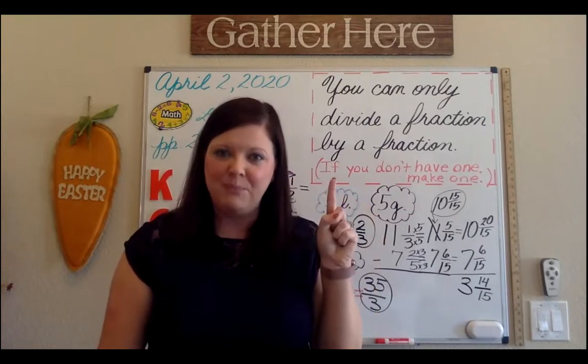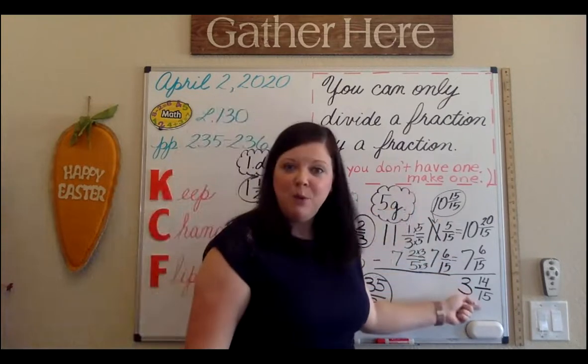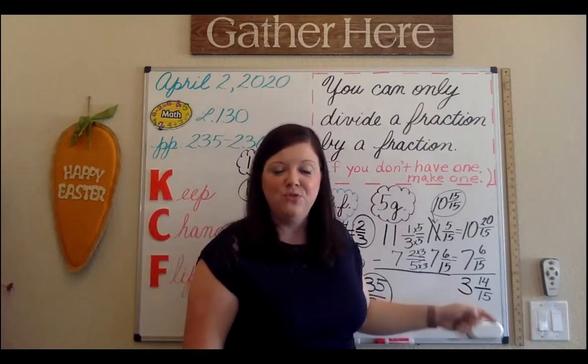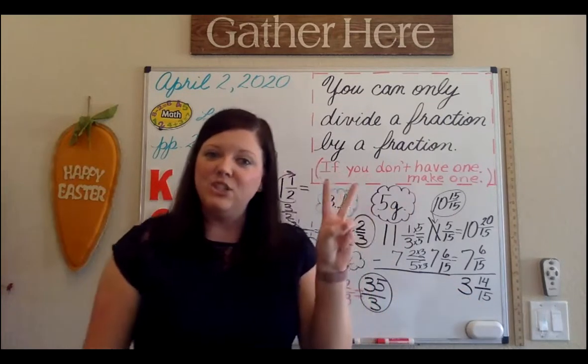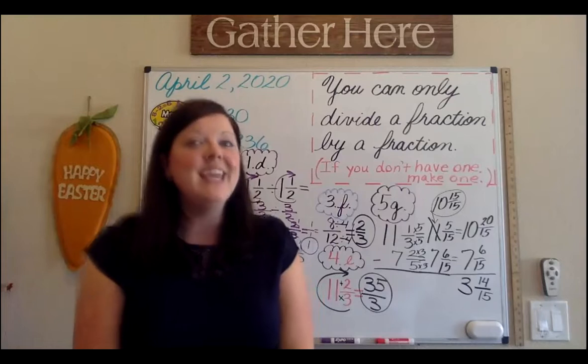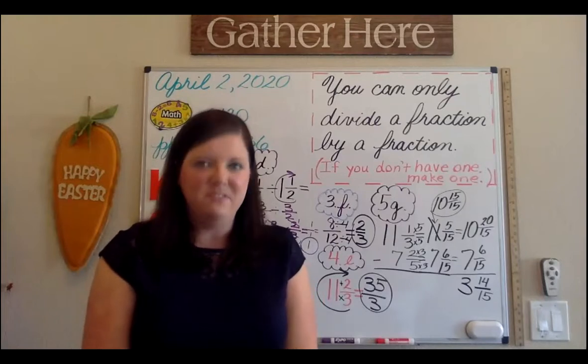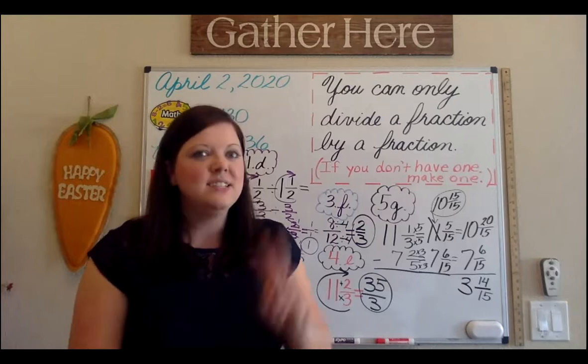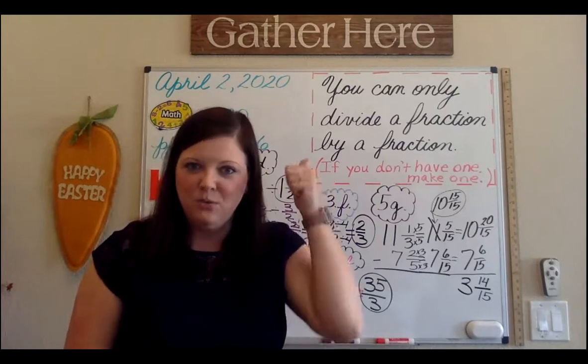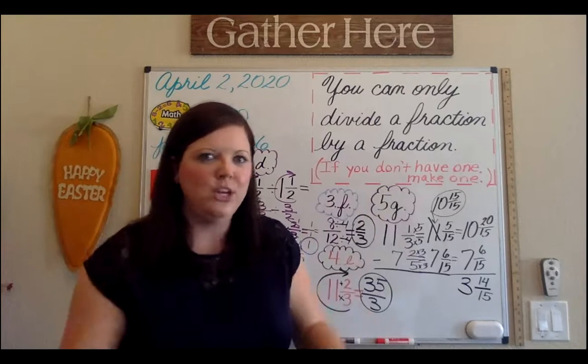Number 1, is it proper? Yes, it's proper because the numerator is smaller than the denominator. Second question, is it reduced? Yes. How do you know that? Because 14 and 15 are in counting order. Since our 2 questions can be answered with both yeses, we're good to go.